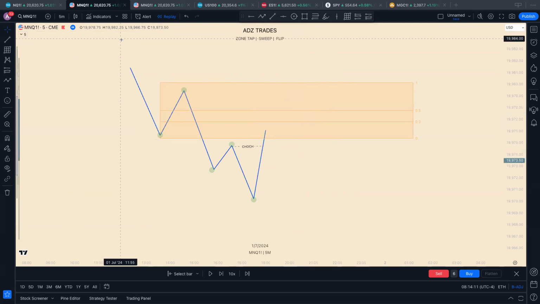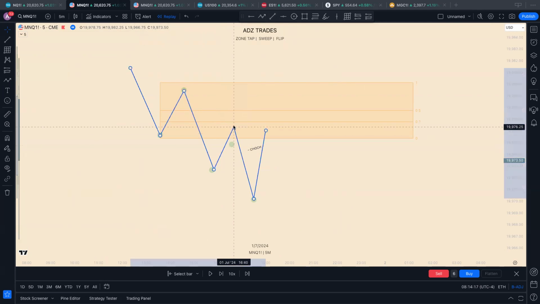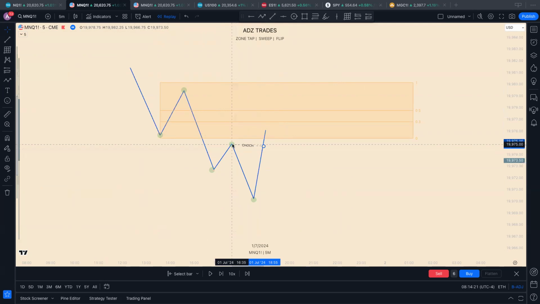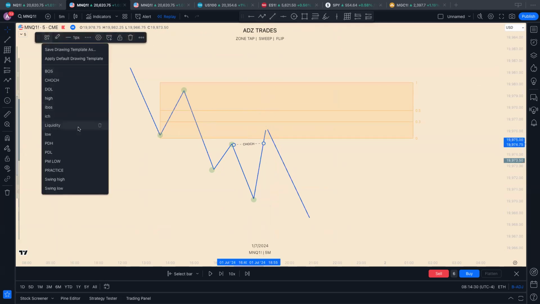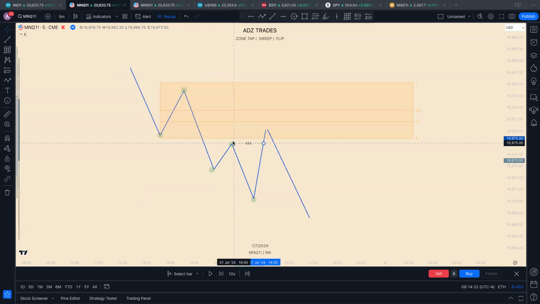But again, here, can you see we have an untapped zone? We never came back to mitigate this zone here. It's untapped. So if price does tap into this zone now, this is a very valid spot for it to continue lower. And then this here would just be your liquidity sweep. So again, all you have to do honestly is just trail your highs and lows and see how price is reacting to these highs and lows.